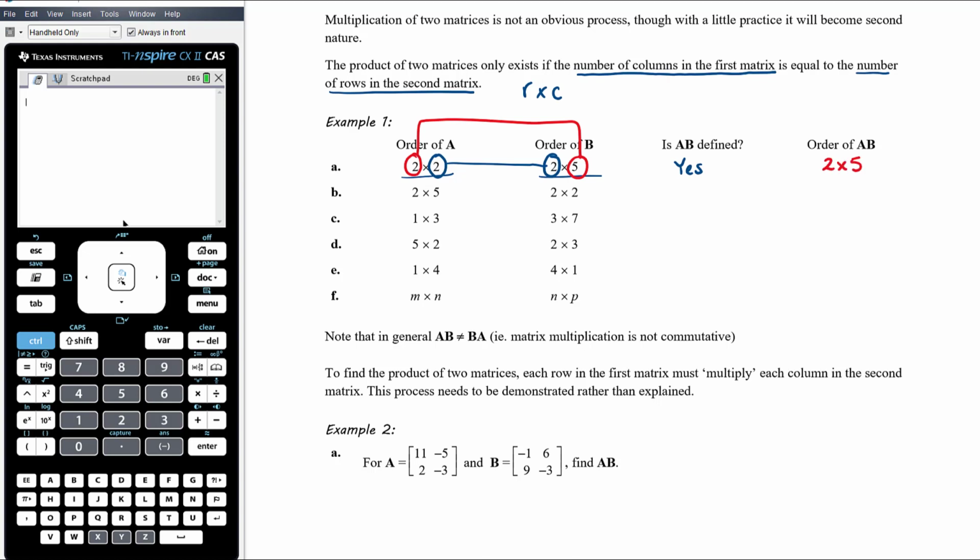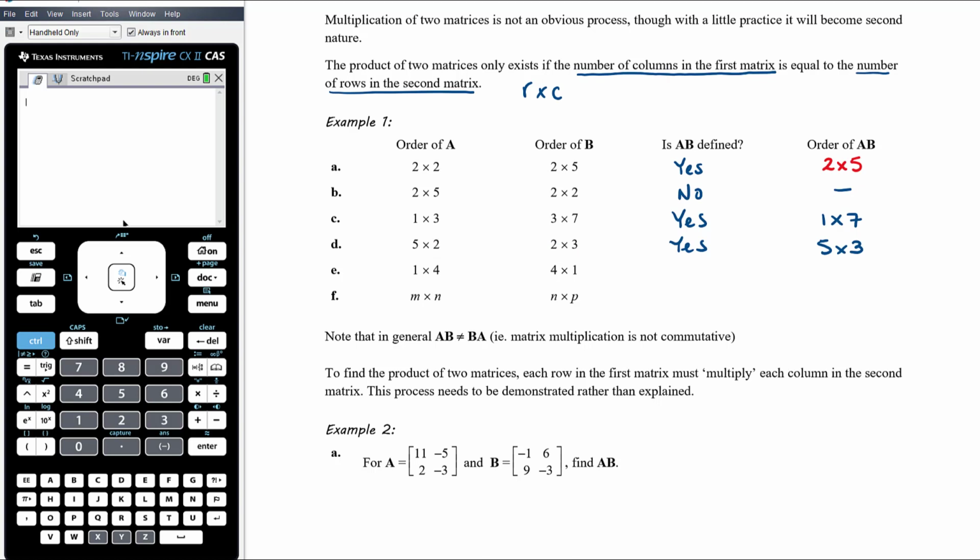So it is these two numbers in the middle that allow us to do the multiplication if they're the same, and then the order that we'll end up with will be the two numbers on the outside. In the second example here, 2 by 5 times 5 by 2, 5 and 2 are not the same, so we won't be able to do this multiplication at all, and therefore the order of AB is irrelevant. In part C, 3 columns in A and 3 rows in B will enable us to do the multiplication, and the matrix that we get will be 1 by 7. In part D, 2 columns in matrix A, 2 rows in matrix B, so yes, we can do that multiplication, and the order of the matrix that we end up with will be 5 by 3.